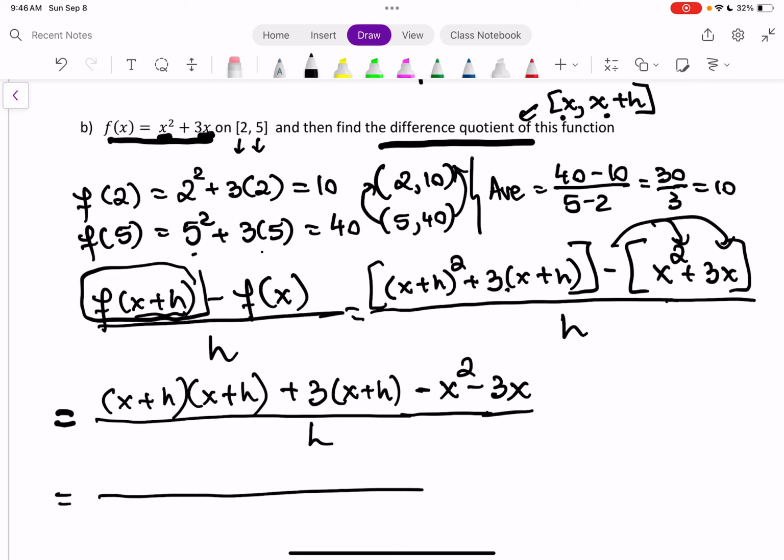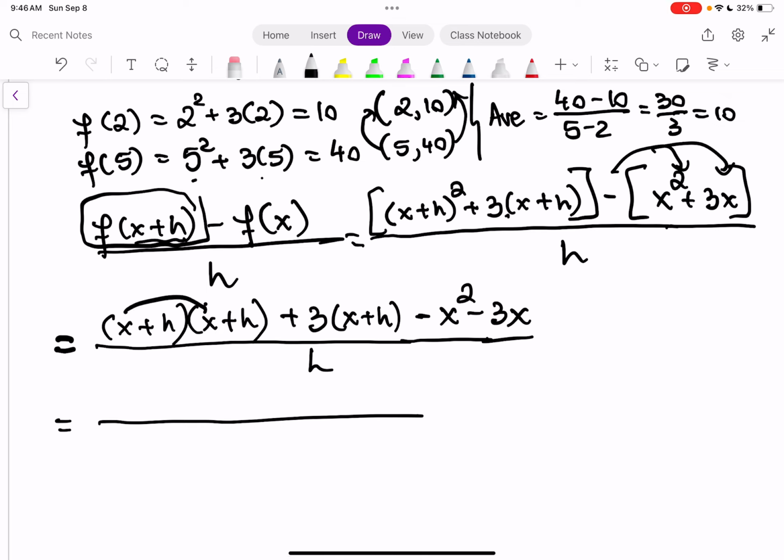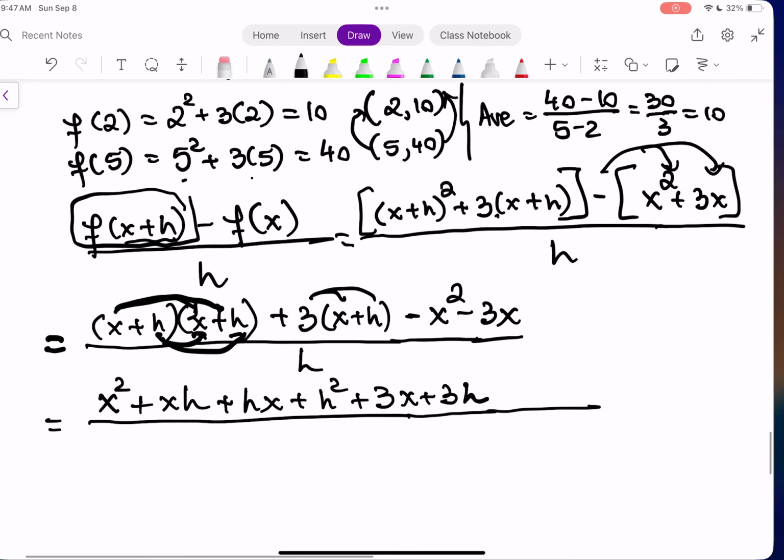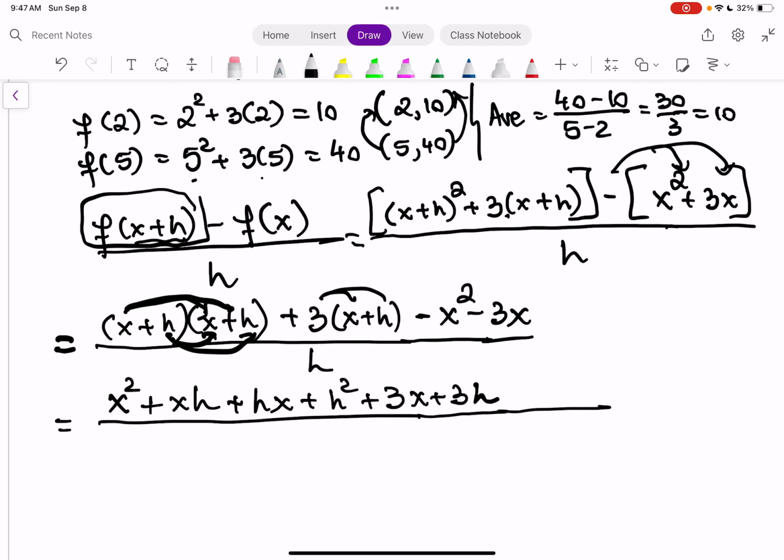So here it is. Let's distribute. X times x, well, that's what the square means. X times h is just that, x times h. H times x is just that, h times x. And h times h, that's what squares mean. I'm going to distribute the 3. 3 times x is 3 times x, and 3 times h is 3h.